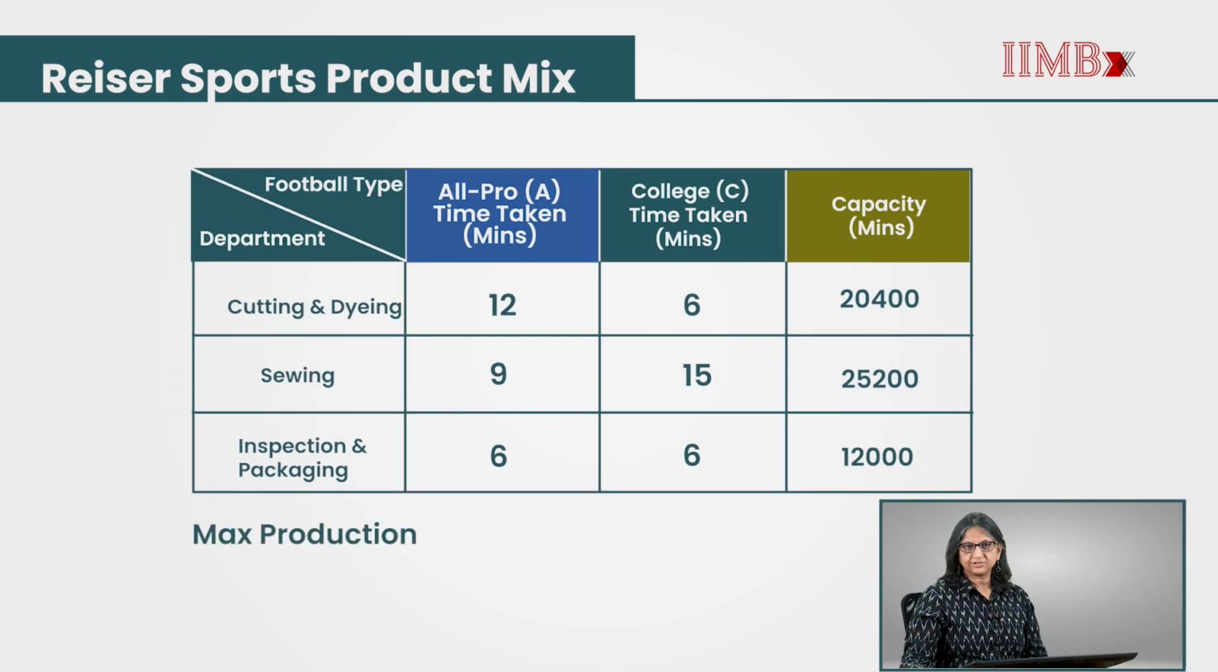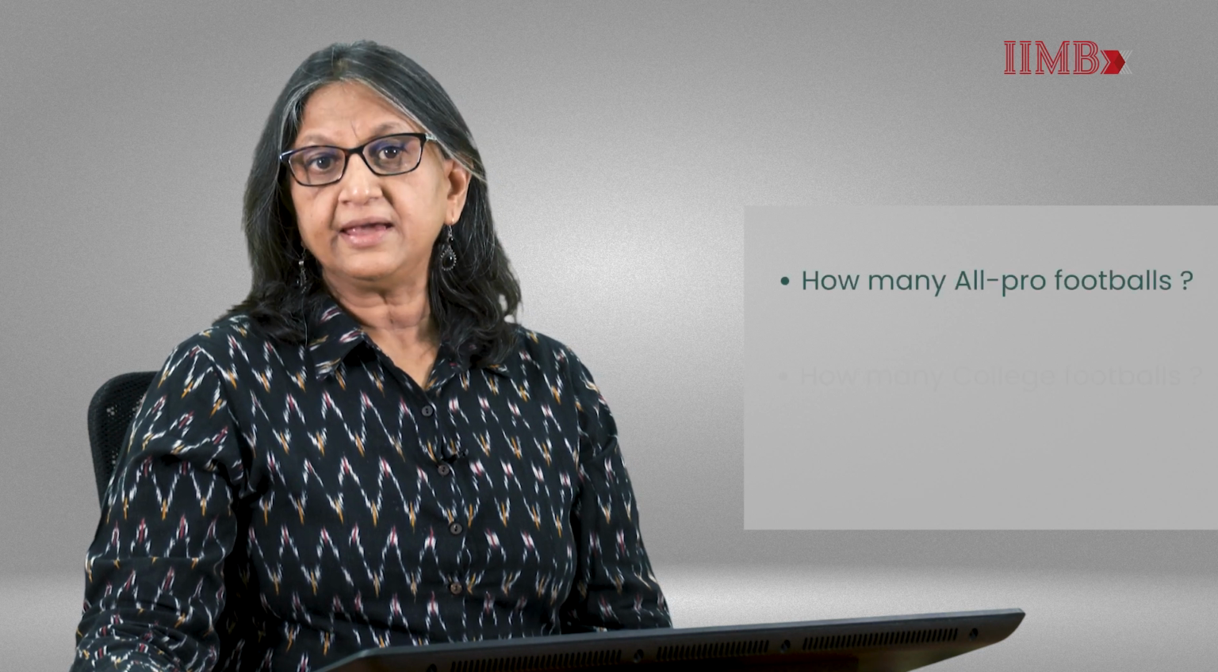The maximum production limits are also known. We cannot produce any more than 2,000 of the All-Pro footballs and 2,000 of the college footballs. The profit per unit from the All-Pro footballs is 50, while from the college footballs is 40. So that is what we know as the problem. Now, what we want to decide is how many All-Pro footballs should we make and how many college footballs should we make in order to maximize our total profit.